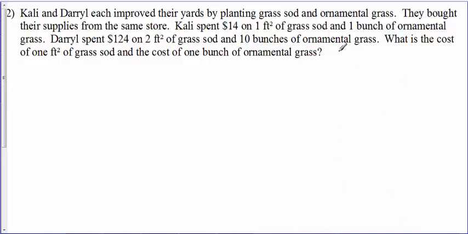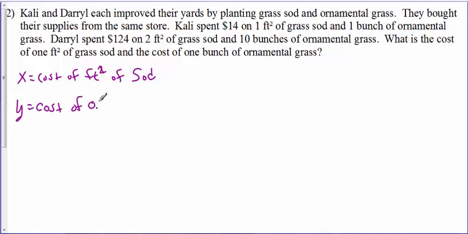So what we're doing is, again, we have 2 items, so we have 2 variables. The x is going to be the cost of a square foot of sod, and y will be the cost of ornamental grass.